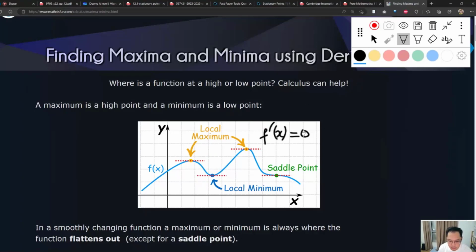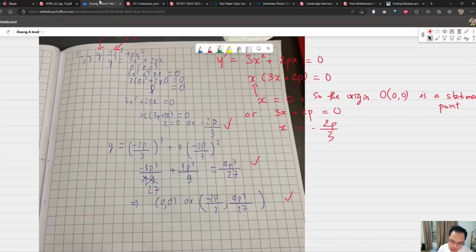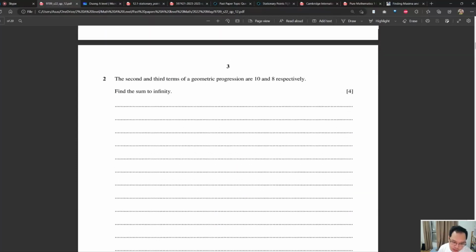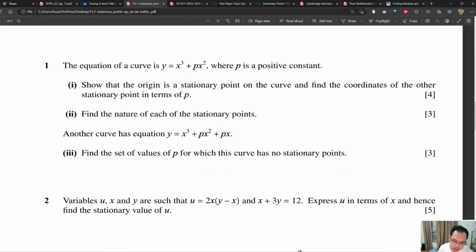The easiest way is to use the second derivative and plug the value of the stationary point into it. If the second derivative is negative, that stationary point is a maximum. And if the second derivative is positive, that point is a minimum. Okay, please continue writing your answer in your notebook, and keep doing question 3.